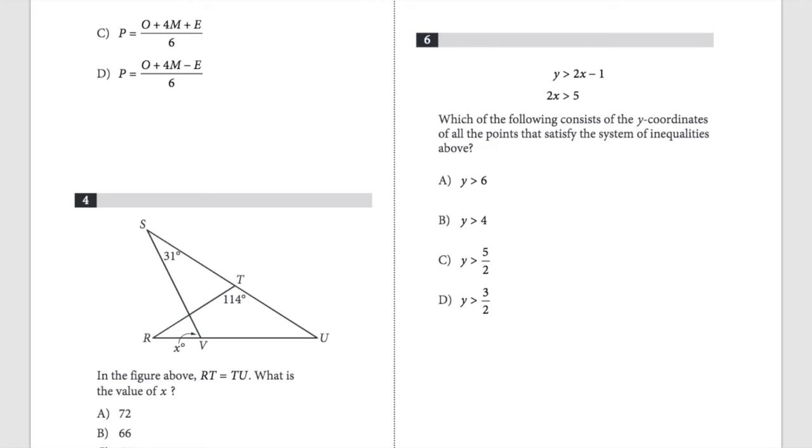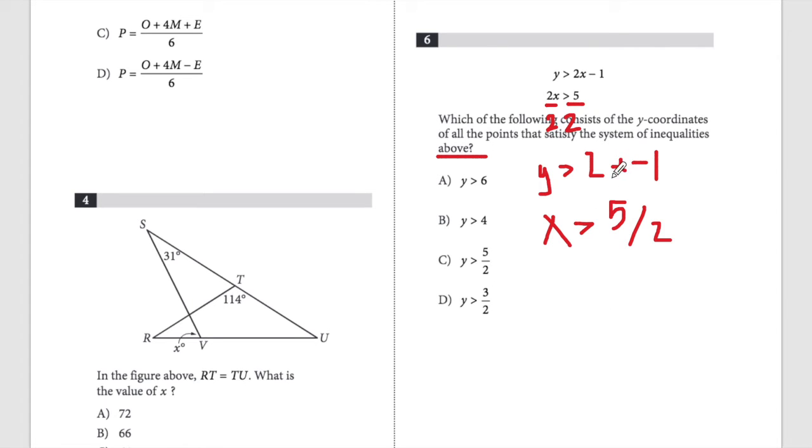Okay, let's go here. Which of the following consists of y coordinates for all the points that satisfy the system of inequalities above? So they have to be for both. In my recommendation, I would do this. I would say, okay, y has to be greater than 2x minus 1. And then here, x has to be greater than 5 halves because I can divide by 2 on both sides to get that.